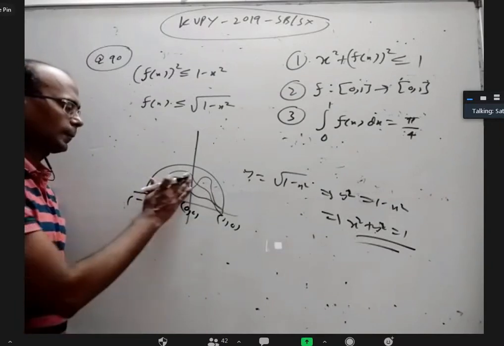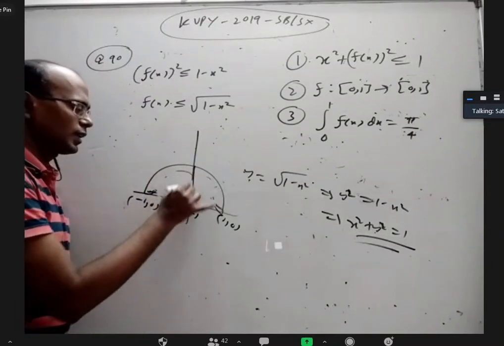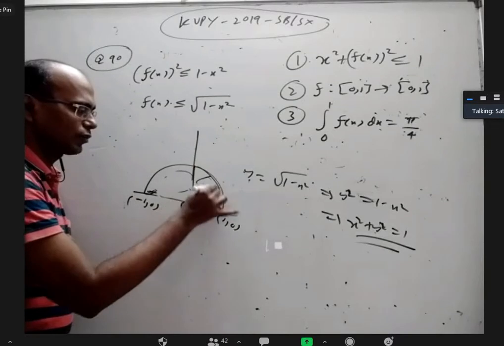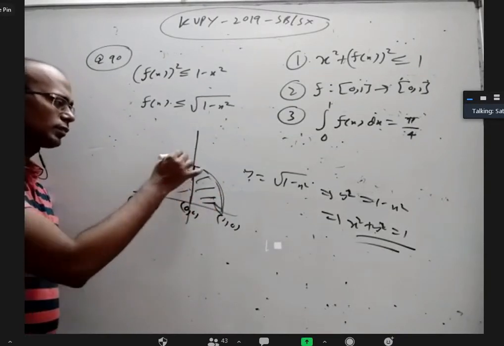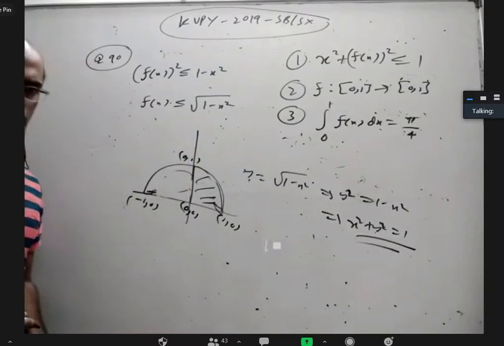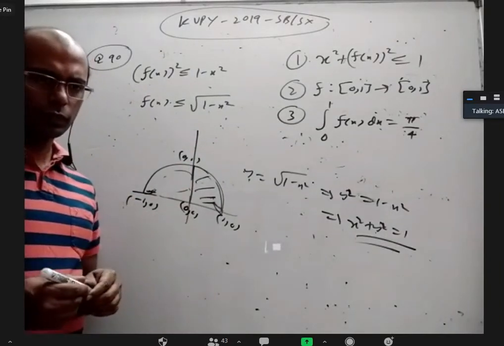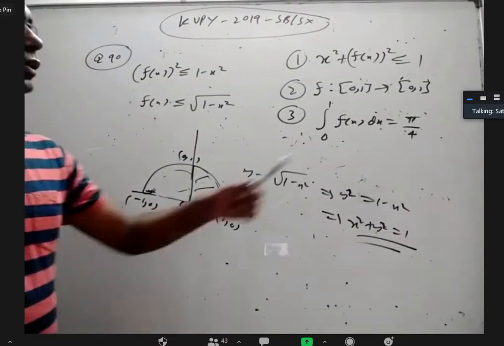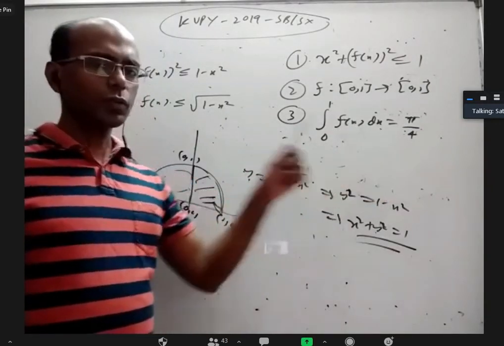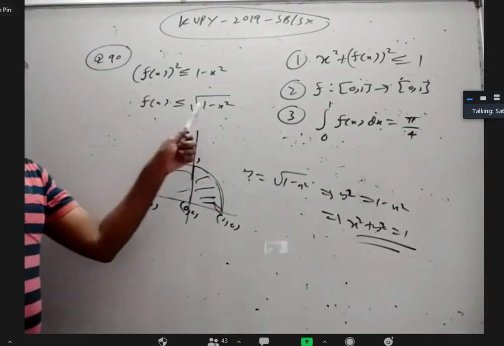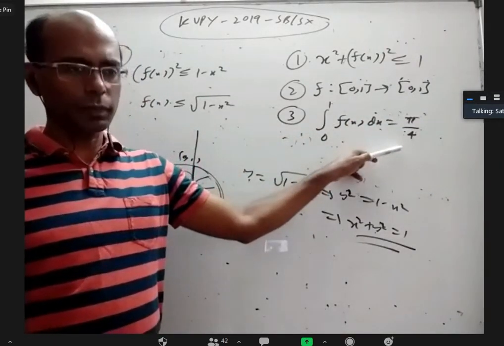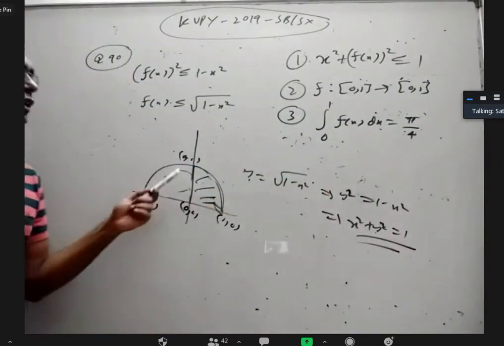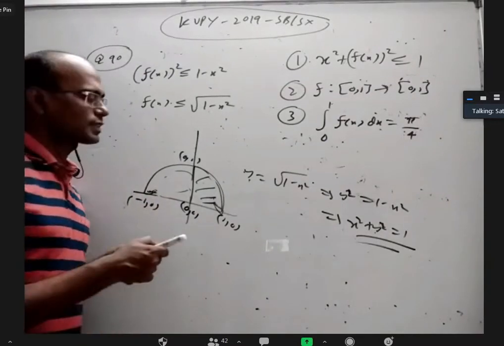Why? What is the area under the curve y equal to root 1 minus x square? Area of this quarter circle, how much will it be when the radius is 1? Pi by 4. Right. So this is equal to pi by 4 only when it is equal to root 1 minus x square. Let's say they did not give pi by 4, they gave something a little less than pi by 4 here. Then there is not one curve, there will be infinite curves which can satisfy that.